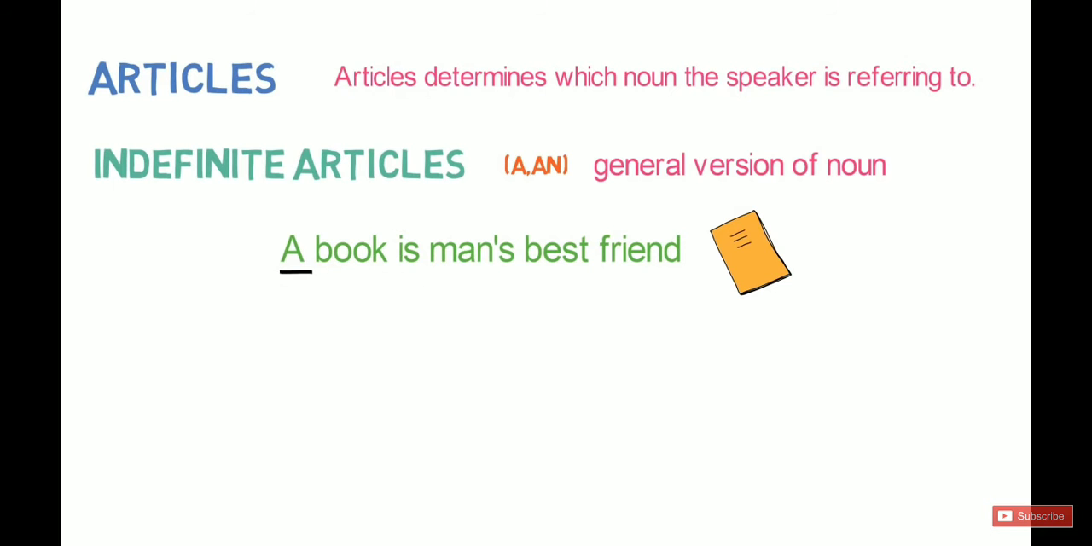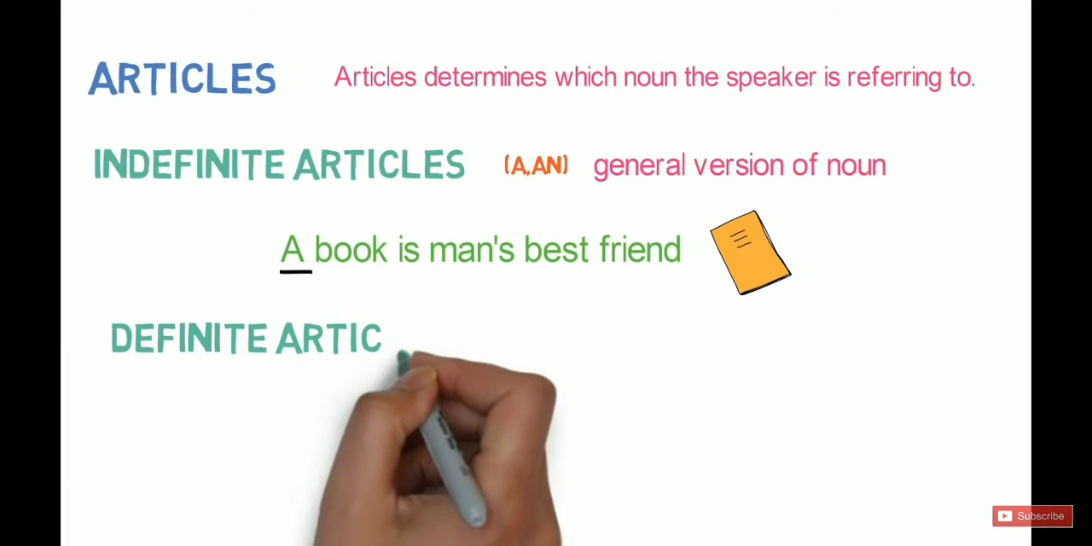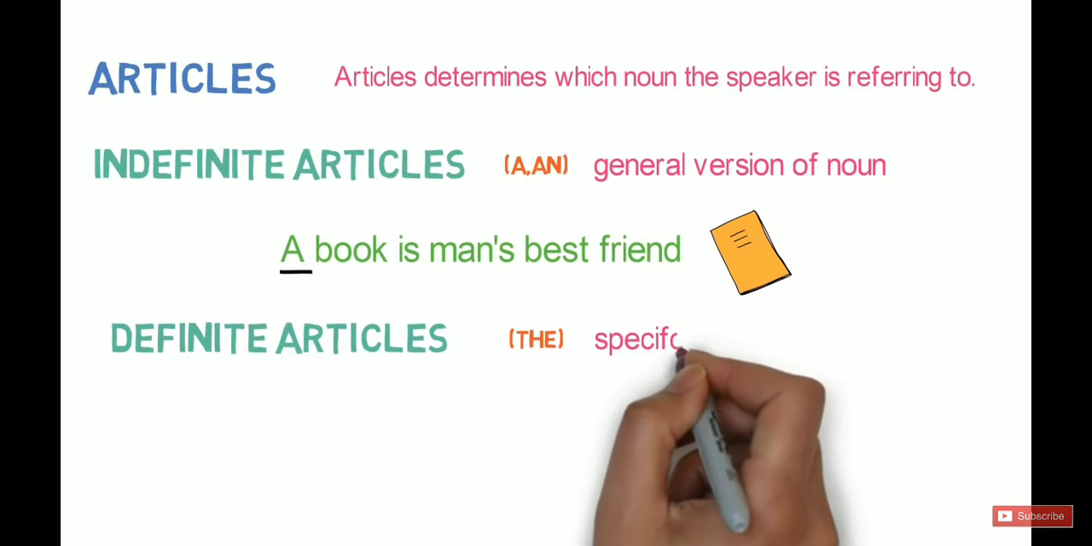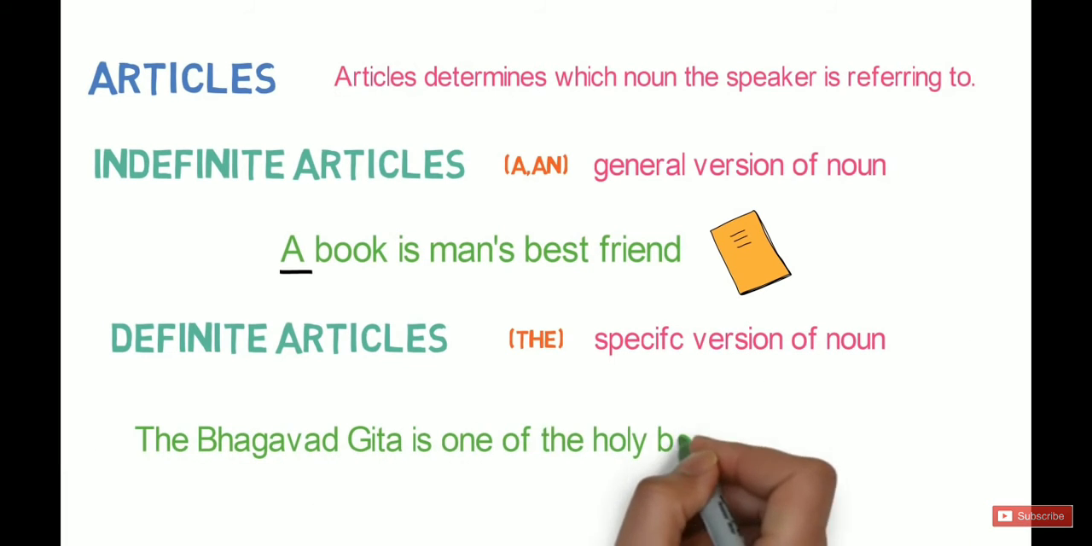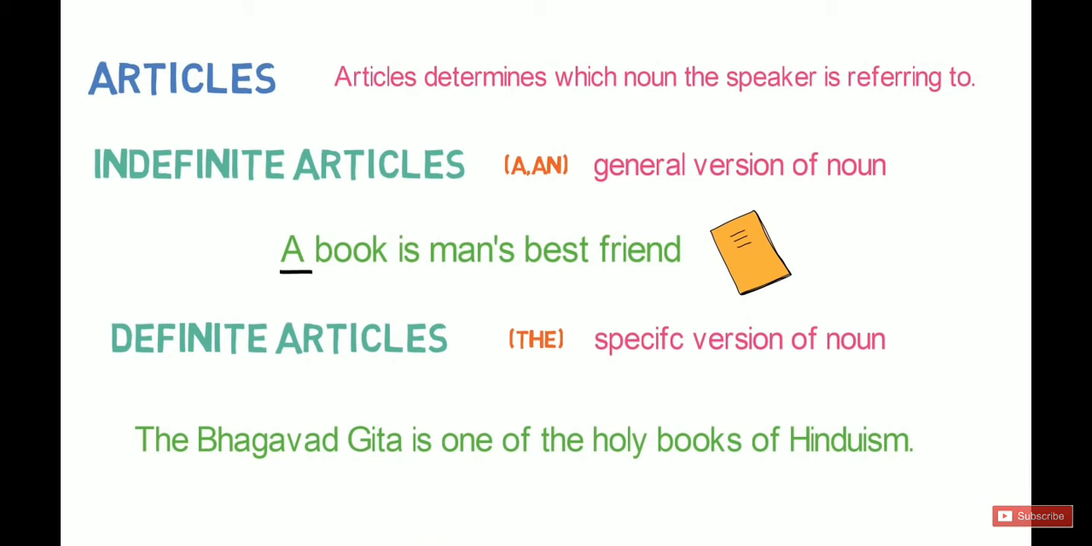The is a definite article and is used when you are talking about a specific version of the noun. The Bhagavad Gita is one of the holy books of Hinduism. Here we are referring to a specific book, which is the Bhagavad Gita. So this is how articles are used as determiners.